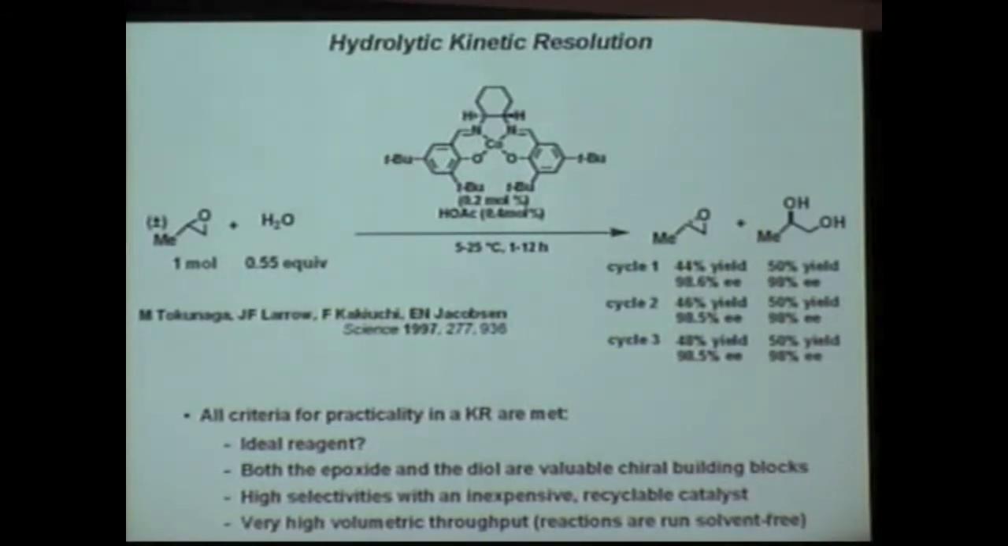Even though it's a resolution, even though you're making a byproduct, that byproduct is very valuable in and of itself. The separation is very easy, very low energy. The volumetric throughput is perfect because these reactions are done in the absence of solvent. All these elements allow for a low-cost process and an environmentally friendly process. On top of that, the catalyst itself involves a non-toxic metal, a relatively simple molecule, and one that can be recycled.